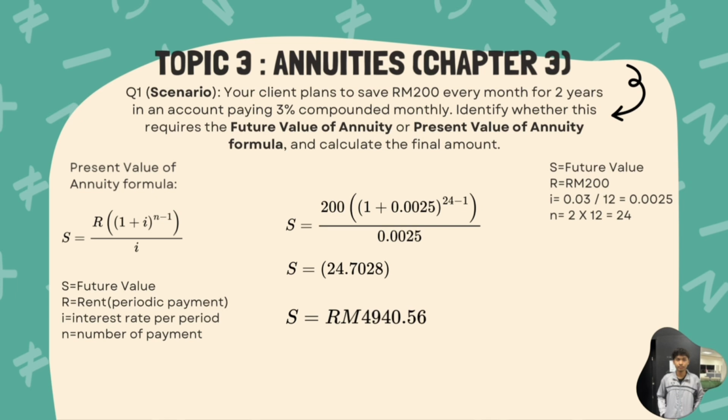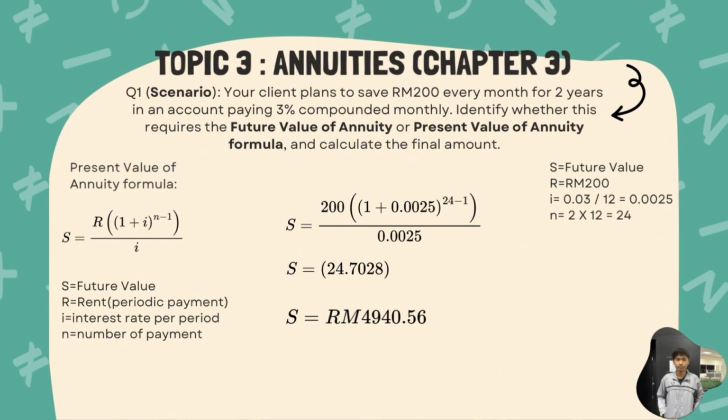For topic 3, the formula we use is the future value of annuity. This is because the question states that the client plans to save 200 ringgit. The question already provides the payment and we want to find the future value. The formula we use is S equals R multiplied by (1 plus i) power of n minus 1, divided by i. Now, let's put in the numbers.